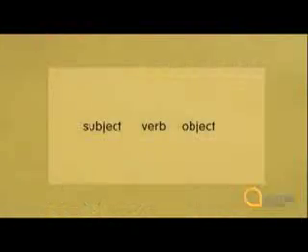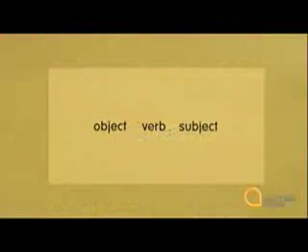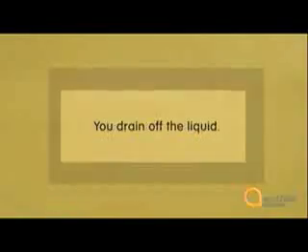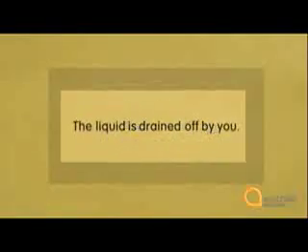Most English sentences use the active form. That's subject, verb, object. But in the passive, sentences begin with the object of the verb. Object, verb, subject. In this sentence, we know that drain off is the verb, you is the subject, and the liquid is the object. So, to form a passive sentence, we'll need to turn the sentence around into object, verb, subject. Notice that we add the word by.